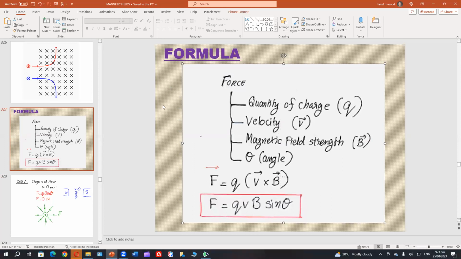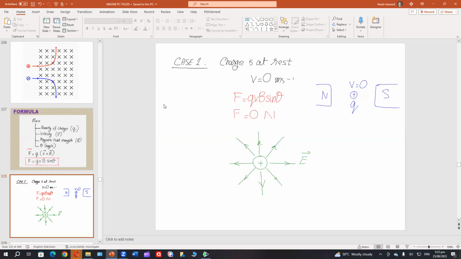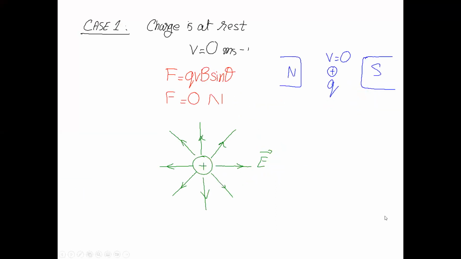But the left-hand rule itself is not a justification of the force. Why is the force applied? It is due to the interaction between the magnetic field present and the magnetic field due to the current.